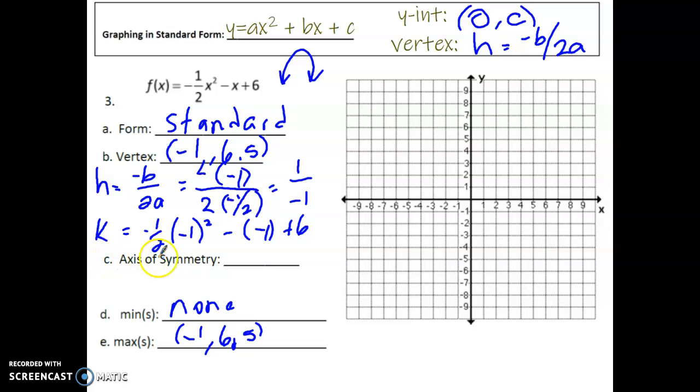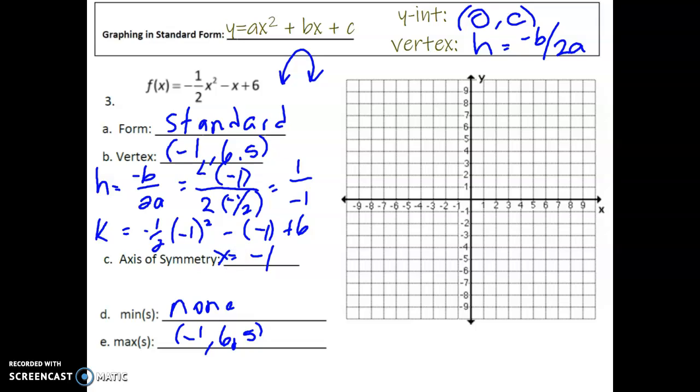Okay, now let's go back up to C, axis of symmetry. Be really careful with this. The axis of symmetry goes through the H, it goes through the X value of the vertex. But if you just write -1, you didn't write a line equation. The axis of symmetry is a line, so you always want to put X equals -1.